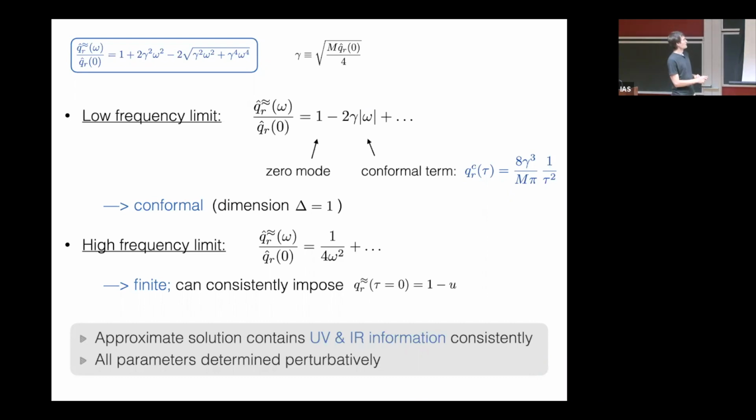Now, moreover, this solution also behaves nicely at high frequencies, at short distances. So for instance, at high frequencies, it's finite. What this means is that we can consistently impose this UV boundary condition. This came from the spherical constraint, and it was a boundary condition to normalize the 2-point function at short times, to take this value 1 minus u, and we can impose that on this approximate solution because it's well behaved at high frequencies. So somehow this solution has UV and IR information, and in the IR it becomes conformal in this particular sense. And yeah, you can do more analytically. These expansions that I mentioned on the previous slide, you can expand all sorts of things in this sense and determine these parameters like U or thermodynamic quantities and so on in a perturbative way.